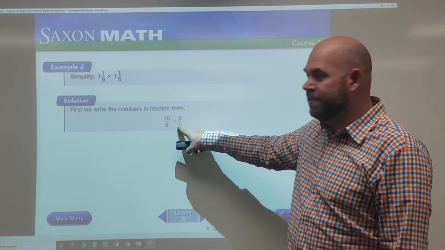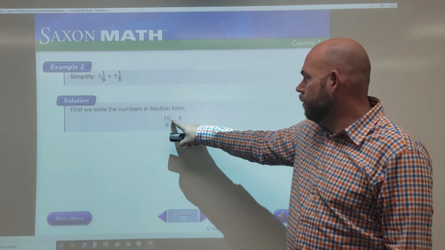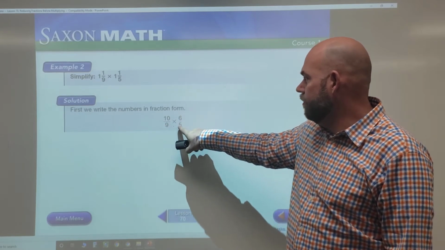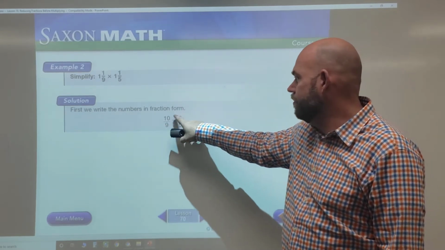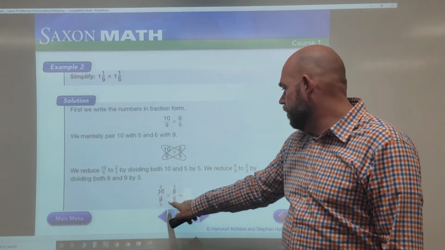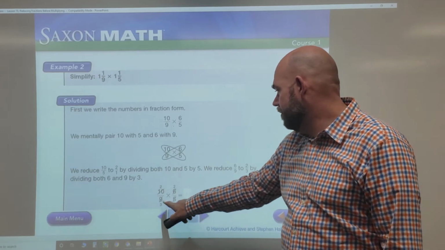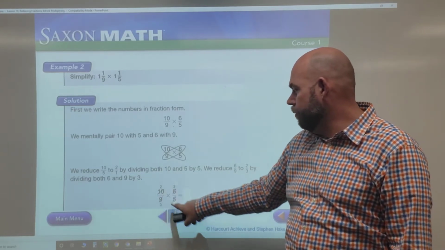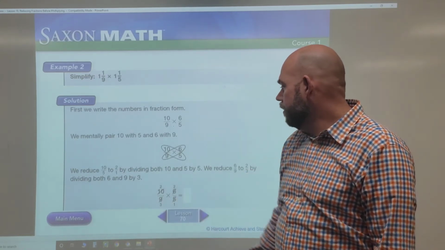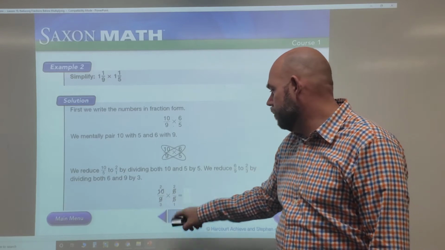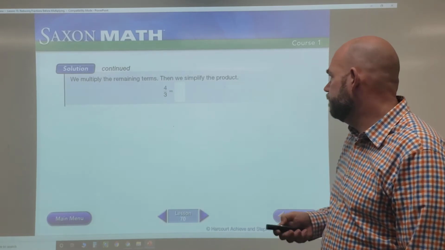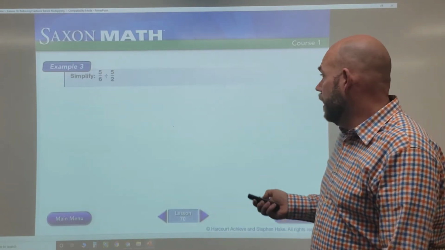Now, 10 and 5 can reduce, right? Because they're both multiples of 5. So we'll just reduce that to 2 over 1. And then 9 and 6 can reduce because there's a factor of 3, so we can just make that 2 over 3. So if we rewrite that, we've got 2 over 3 and 2 over 1 because we canceled out 10 and 5 to get 2 over 1. And 6 and 9, if we divide each of those by 3, we get 2 over 3. So now we just have 2 times 2 is 4, and 3 times 1 is 3. So our answer is 4/3, or we'd rewrite that as a mixed number, 1 1/3. Pretty easy. Let's do one more.